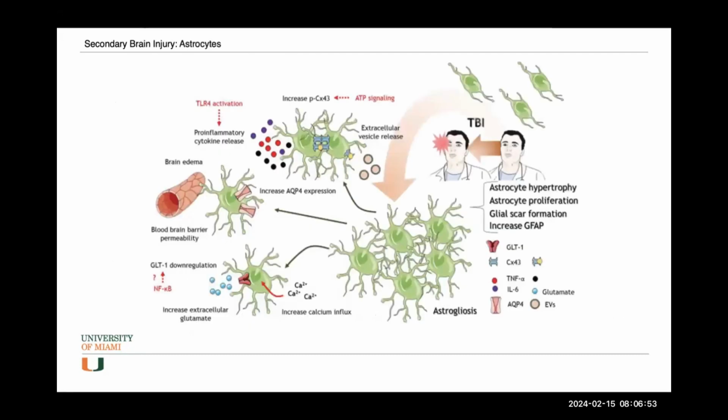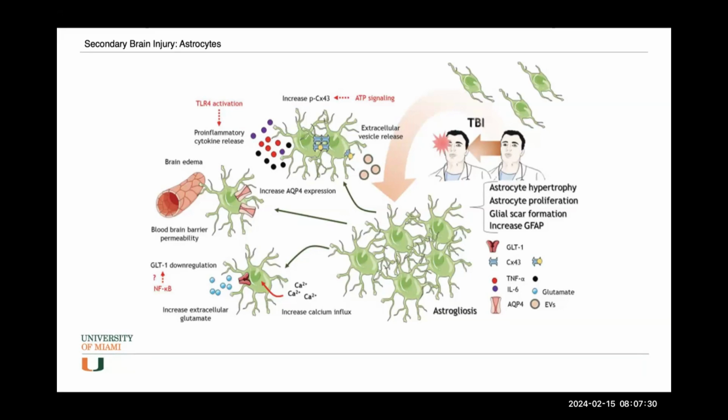So here, for example, is a demonstration of what the astrogliotic response is after a TBI. So you get an initial head trauma, you get astrocyte hypertrophy and proliferation, you get a glial scar, and GFAP expression increases. What this leads to is a variety of things. From increased calcium influx, you can actually get more glutamate release, which can contribute to excitotoxicity in neighboring neurons. You can get TLR4 receptor activation, which can lead to an increased release of cytokines.